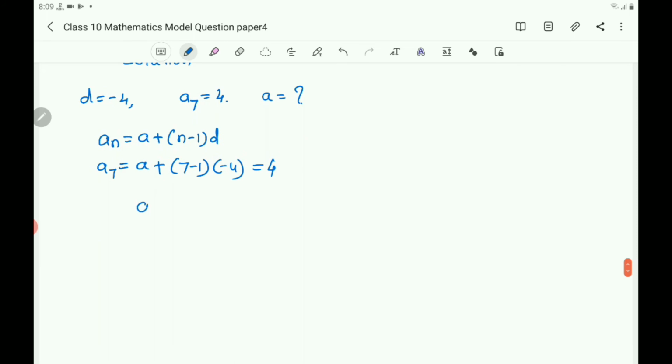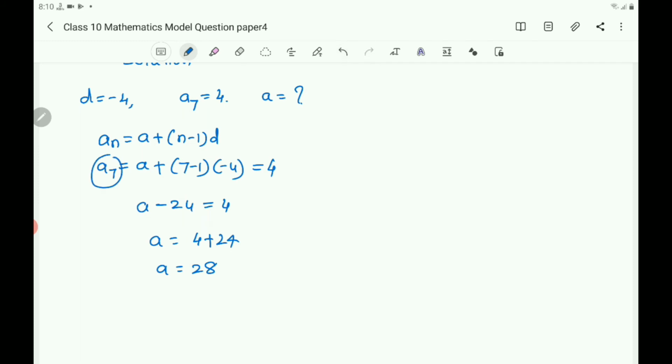Then you write 7 minus 1 is 6. 6 into 4 is 24, but here minus 4 is there, so you write a minus 24 equals 4. Then a equals 4 plus 24. So you got a equals 28. A equals 28. So the formula is a_n equals a plus (n minus 1) into d.